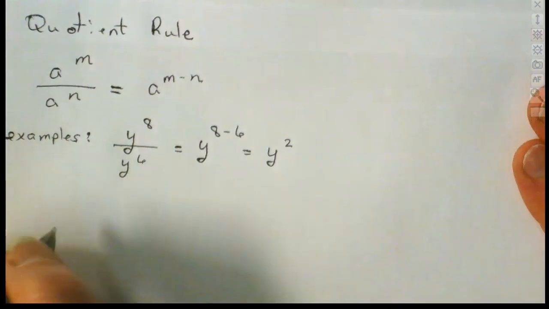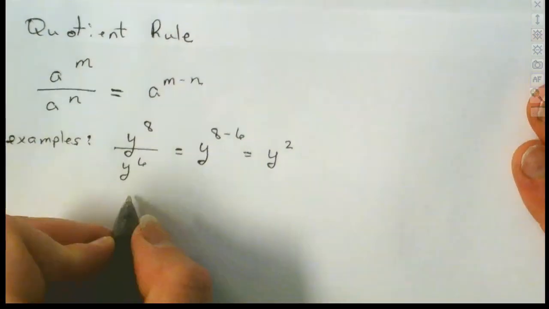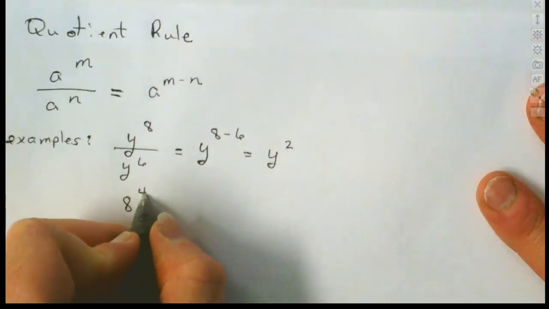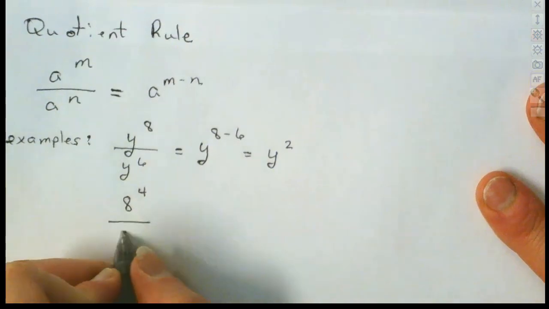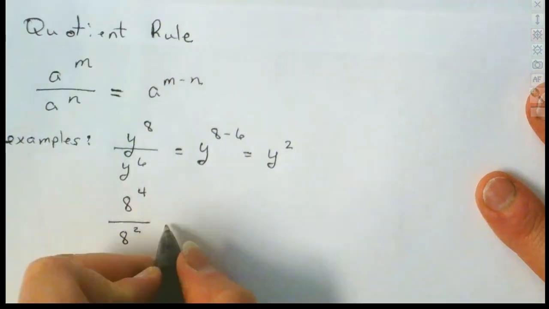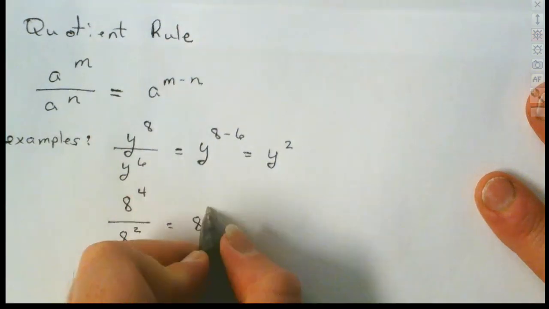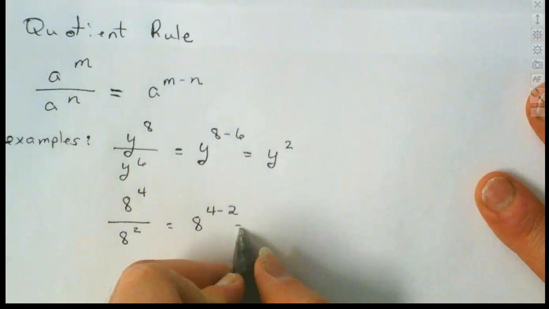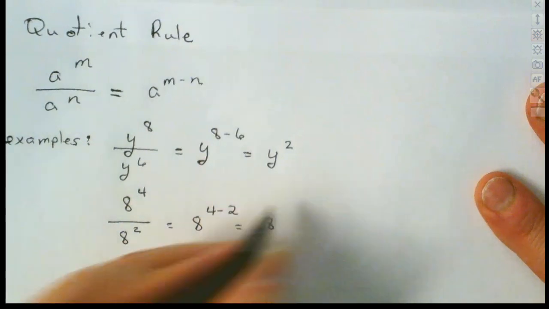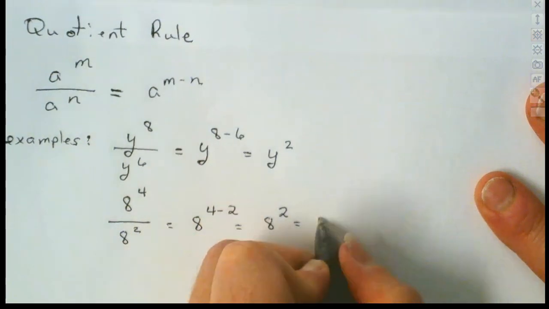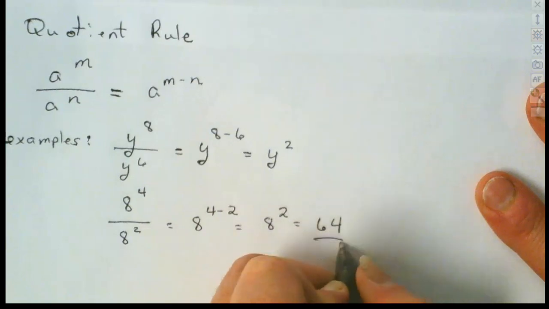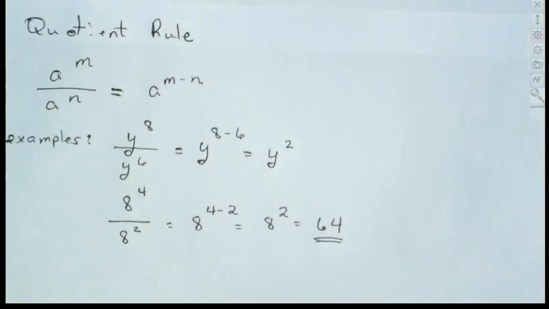Okay. Let's try another one. This one will be with numbers. So how about 8 to the 4th over 8 squared? What would that be? That would be 8 to the 4 minus 2 power, which is then 8 squared. And 8 squared is then what? 8 squared is then 64. So when we divide, these exponents subtract.